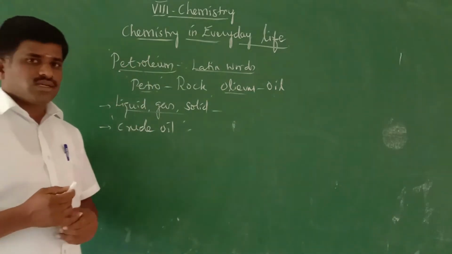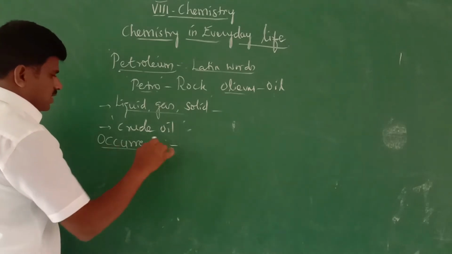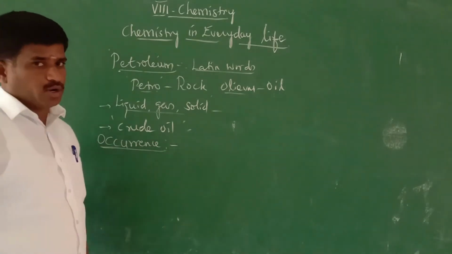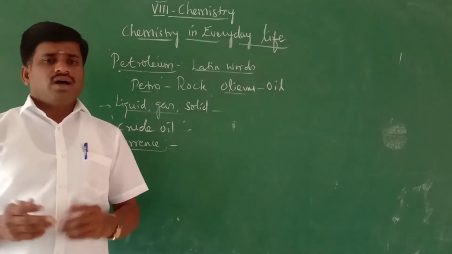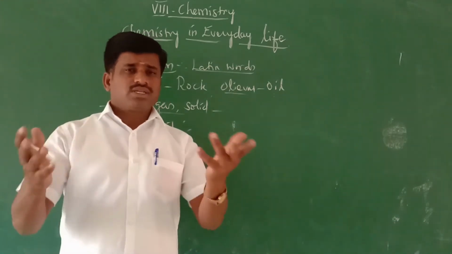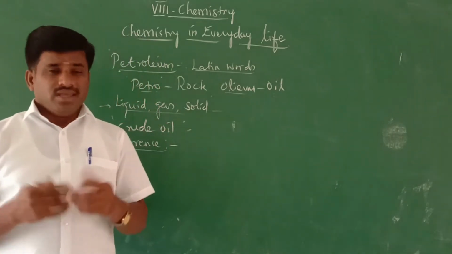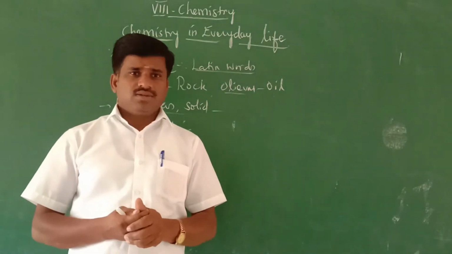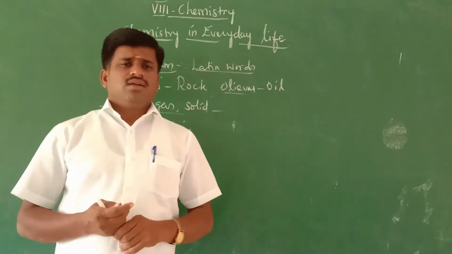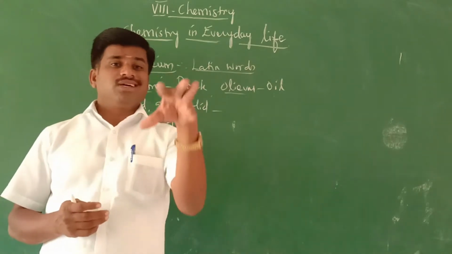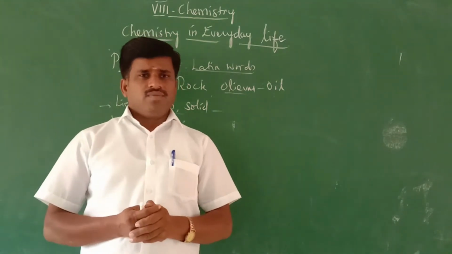Next we go to the occurrence of petroleum: where and how petroleum is obtained, the sources of petroleum. Generally, petroleum is mostly obtained from foreign countries like the USA, Kuwait, Iran, Iraq, and the South Arabian countries. These are called petroleum producing countries.